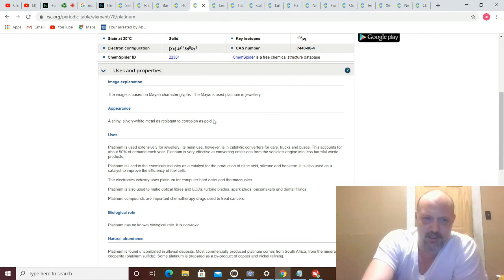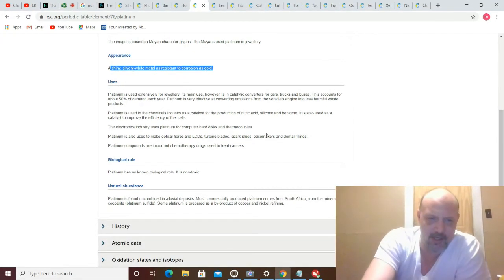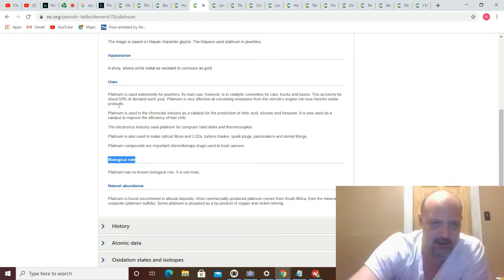A shiny, silvery white metal as resistant to corrosion as gold. It has no known biological role and is non-toxic. That's where we've been reading those from.